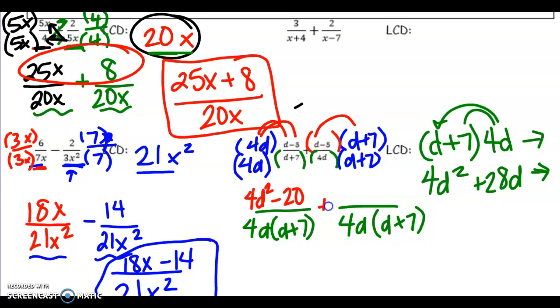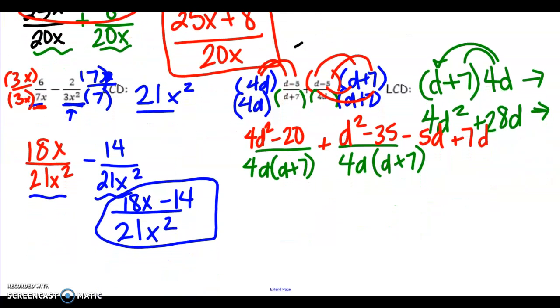So I'm going to do plus here. That's going to be d squared minus 35 minus 5d and plus 7d. Now I need to combine all my like terms.